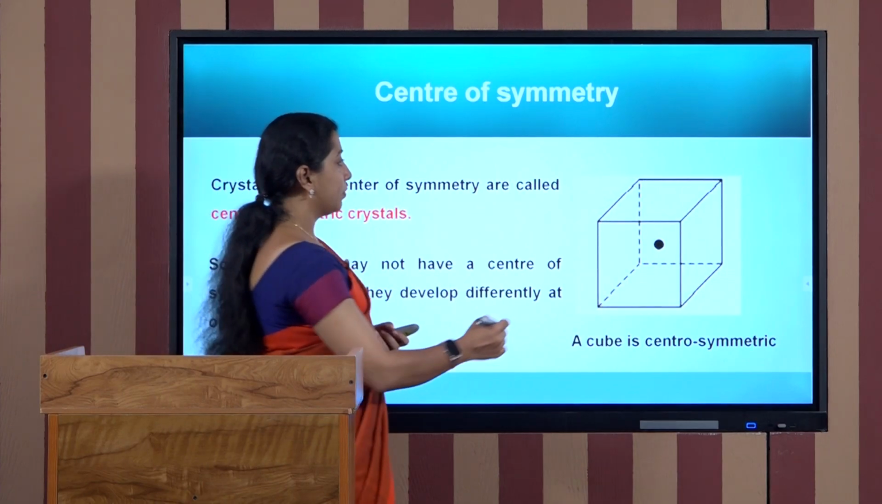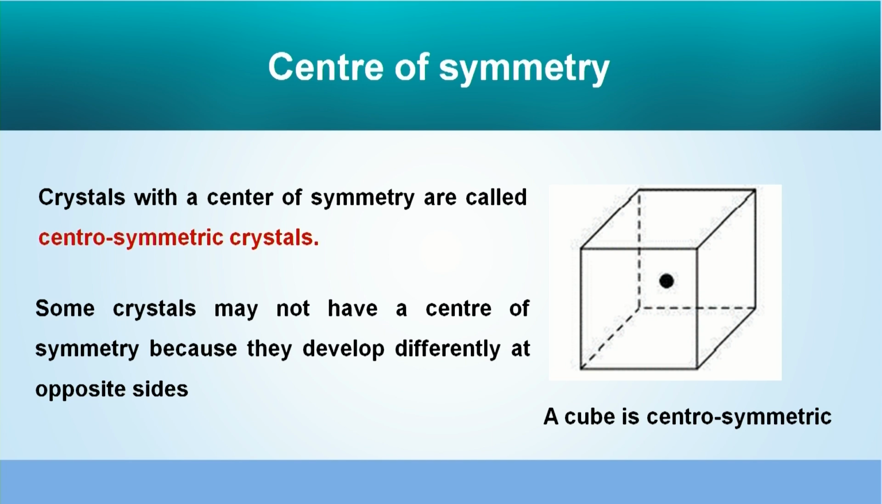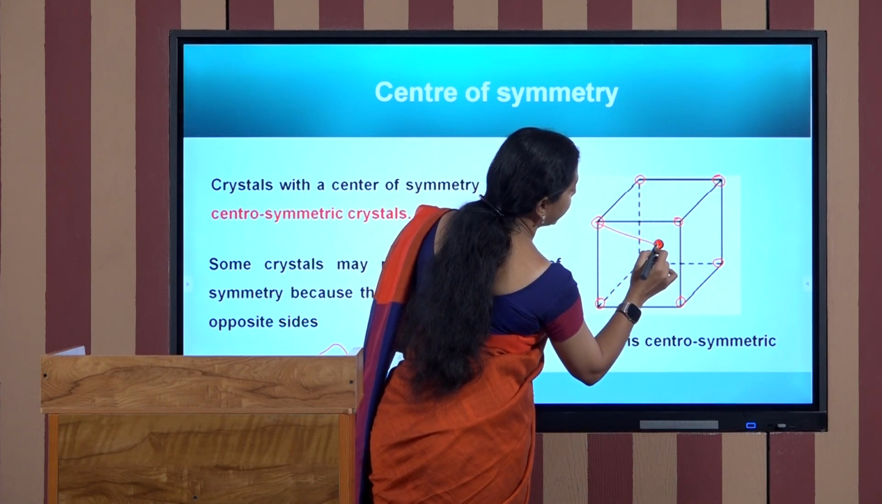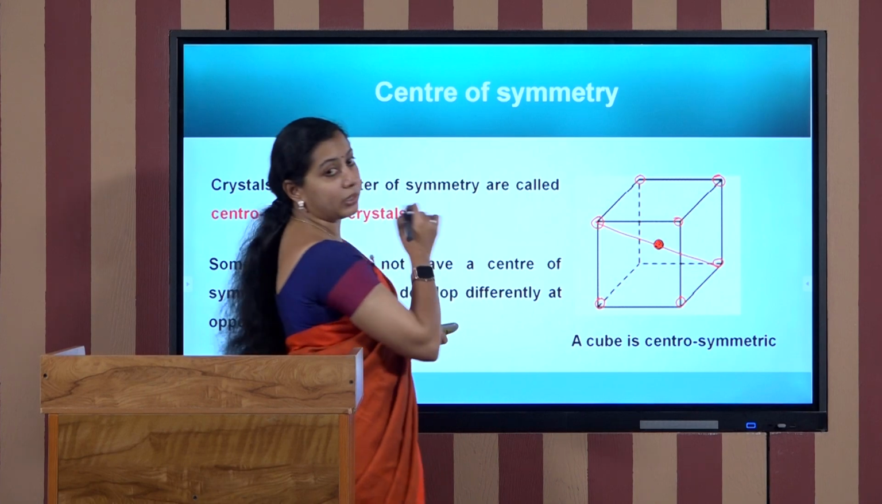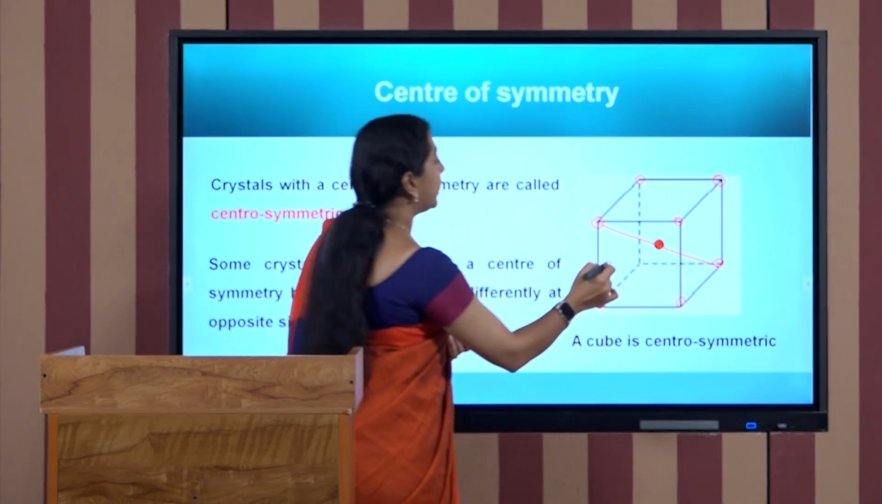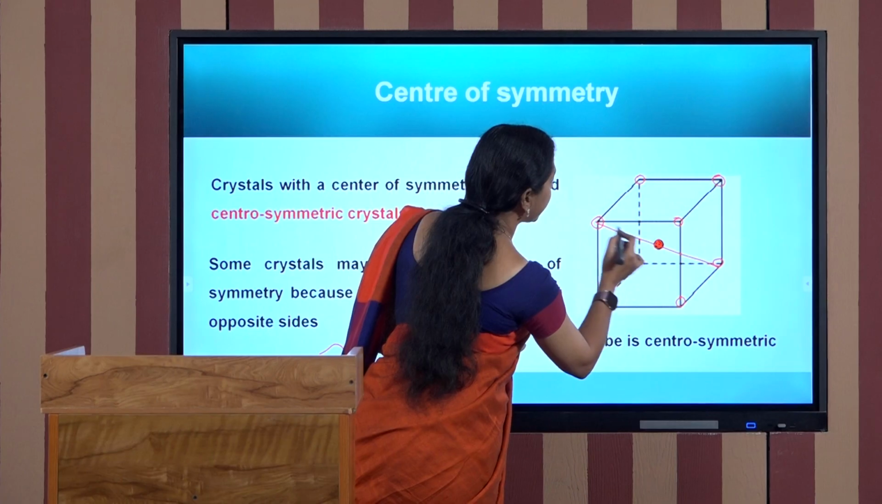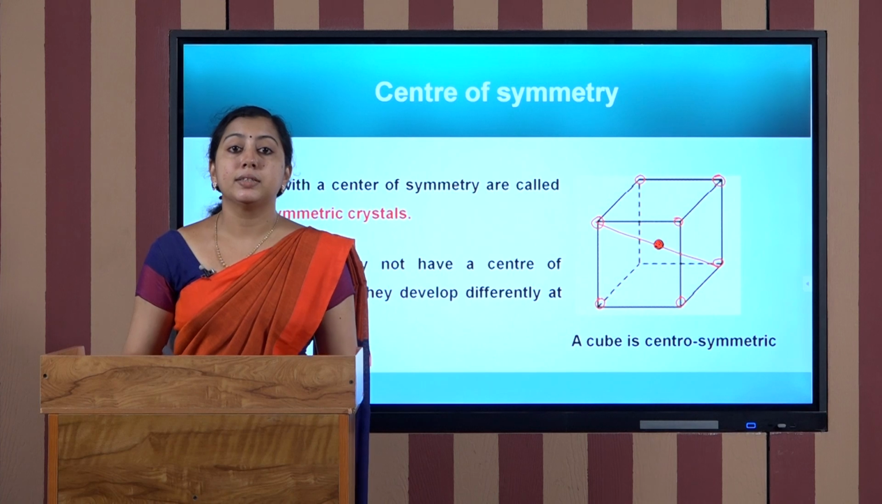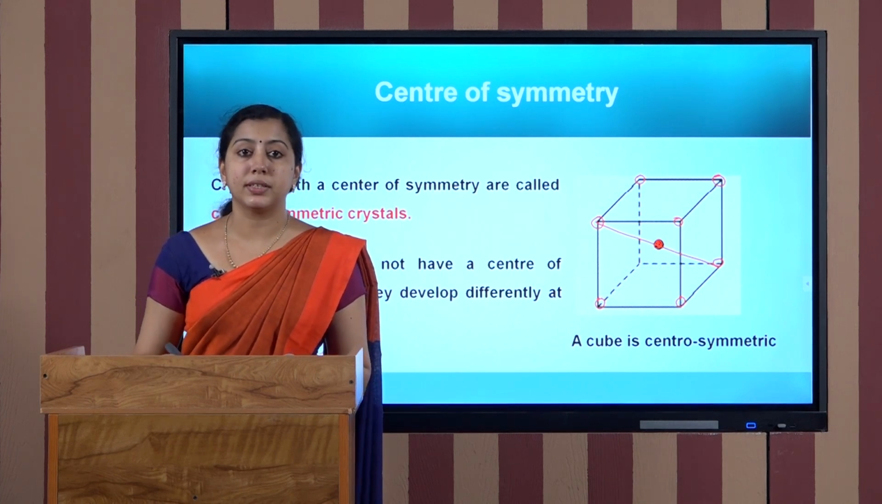For example, in this cubic crystal, suppose there is a point at the center of the cube and there may be atoms at all the corners. And suppose we draw a line from this atom passing through the center and extend it to the other side of the atom. So, if the line touches both atoms at equidistant from the center, then we say that the crystal possesses a center of symmetry or inversion center.